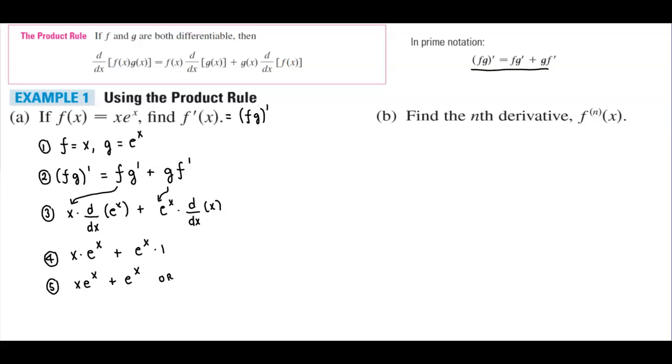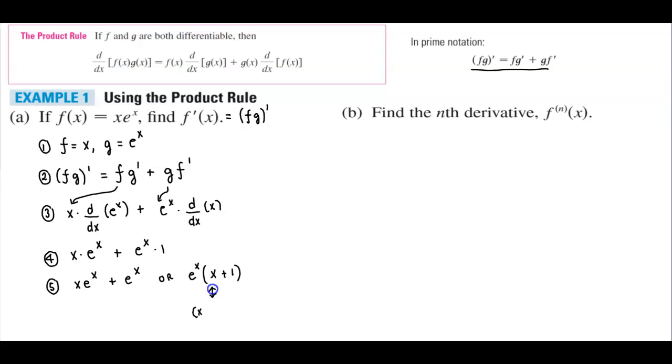Or if we wanted to factor out e to the x, then it'd be x plus 1 times e to the x. We could also write this as x plus 1 times e to the x. So we found a derivative of this function, and now we want to find the nth derivative in part B, meaning what is the nth derivative of f of x.